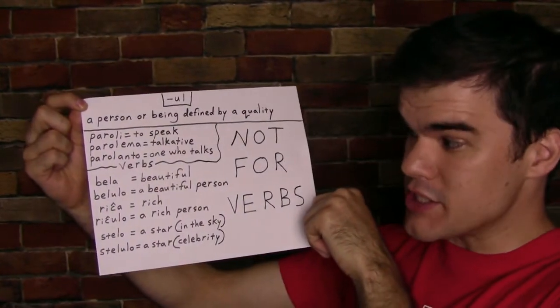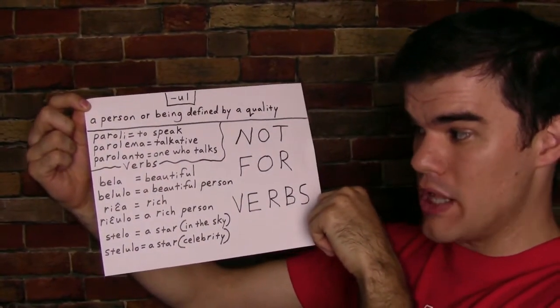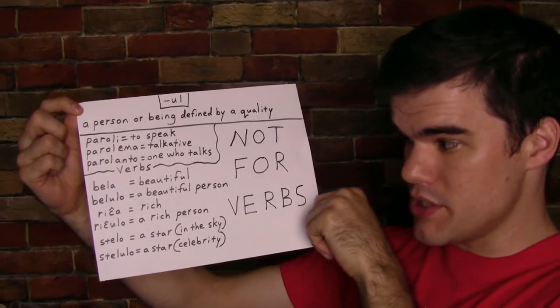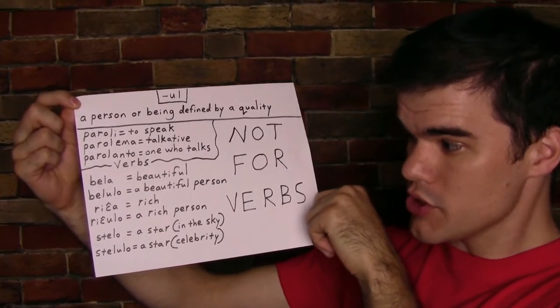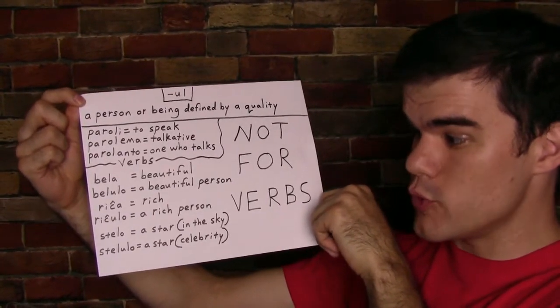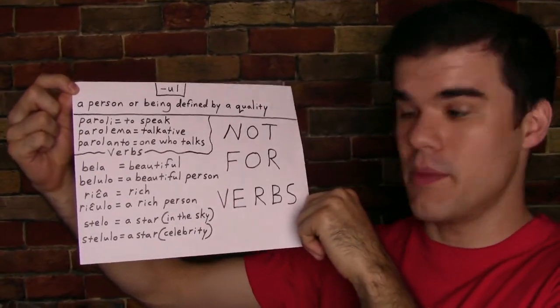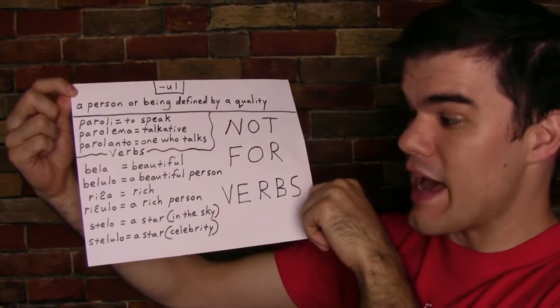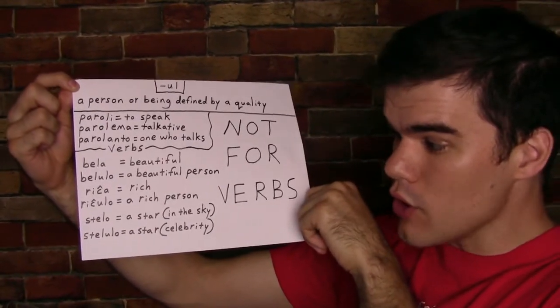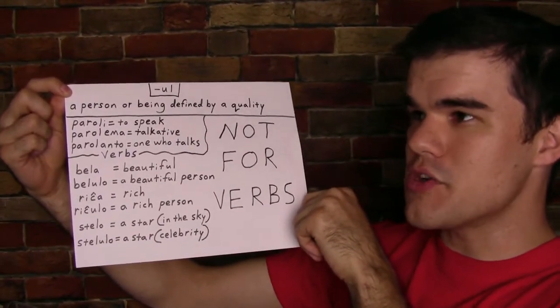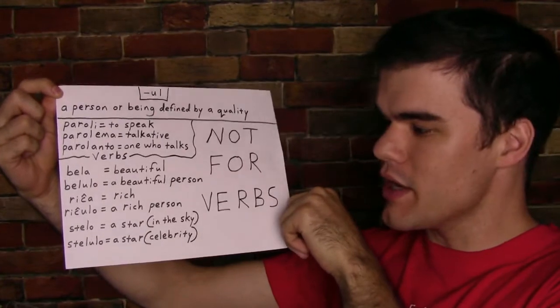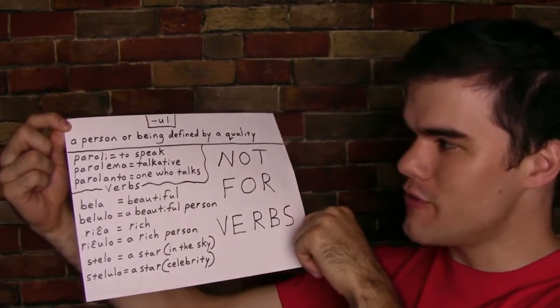Look below. The adjective bella means beautiful. Bellulo is a beautiful person. Riccia is rich, so ricciulo is a rich person. Stello is a star, a literal star up in the sky, a ball of flaming gas. So stellulo would be a person with a star-like quality or nature. Okay, that's a celebrity. Very fun.